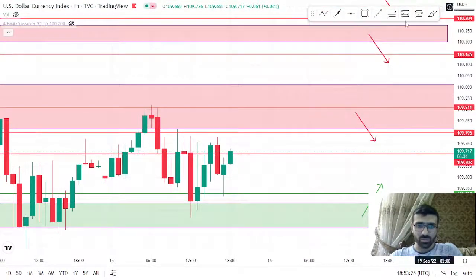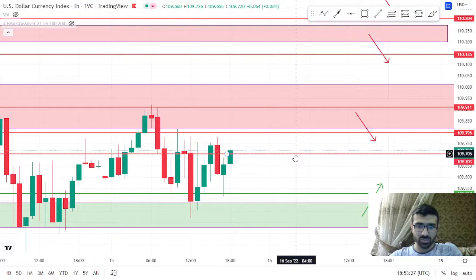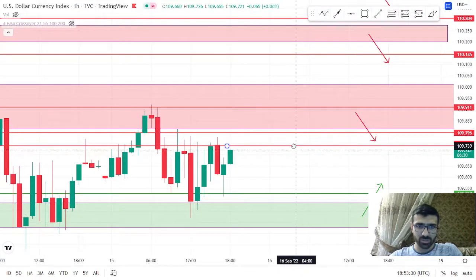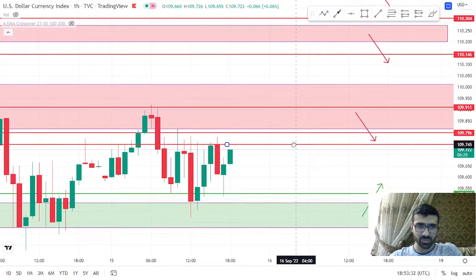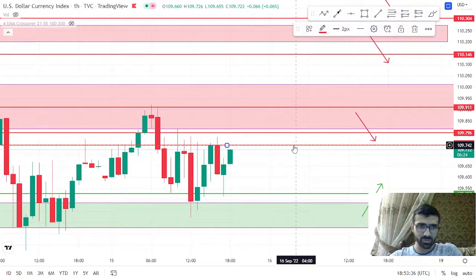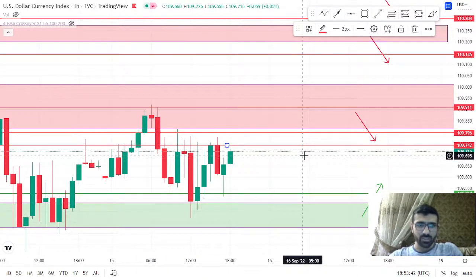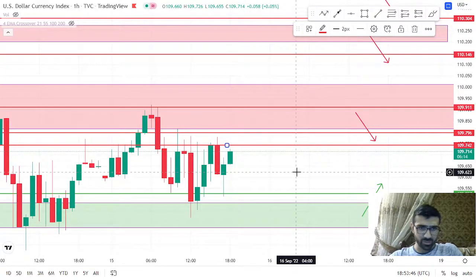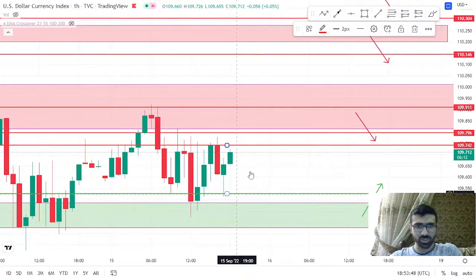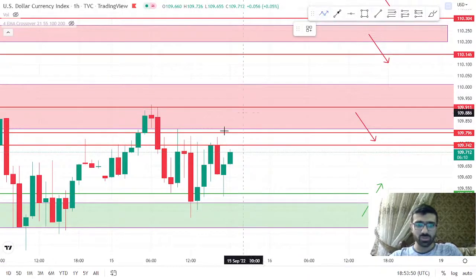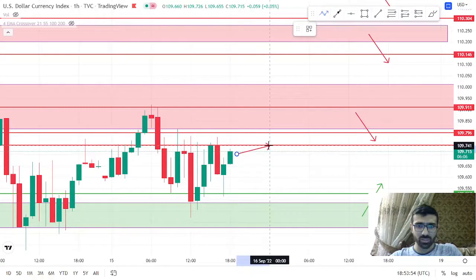Okay, so I think I'm going to mark my resistance area a little above. So my resistance area would now change and shift over here. You guys can clearly see it has been respected here, here, and over here as well. So this would be my recent area of resistance, and the support area is going to remain the same. Most of the previous day's scenarios are going to remain as they were.